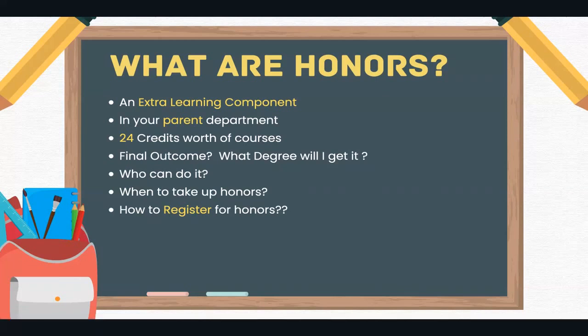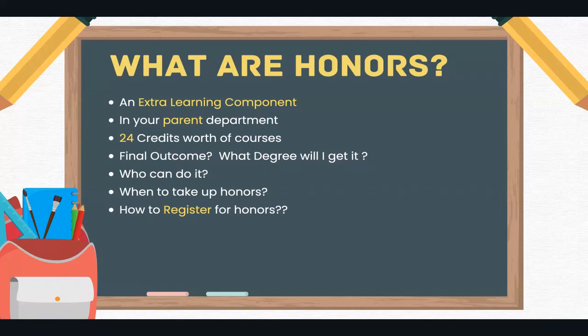Now I'll be moving on to honors. One key difference between honors and minors that I would like to highlight is that minors you have to do in a department other than your parent department, but honors you'll have to do in your own parent department. So what are honors? Honors is this extra specialization that you gain in your own parent department, and you get an edge over other students in the learning that you have gained in your own parent department. As mentioned, for a minor you need 30 credits worth of courses, but for honors you need only 24 credits worth of courses. So generally 4 courses will suffice to give you an honors degree.